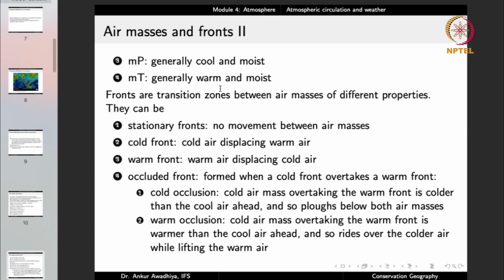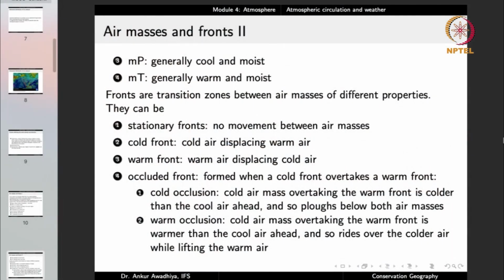And when air masses meet, we have fronts. So fronts are the transition zones between air masses of different properties. So now we are talking about what happens when two air masses meet. So when they meet, they generate a front. And we have four different types of fronts.